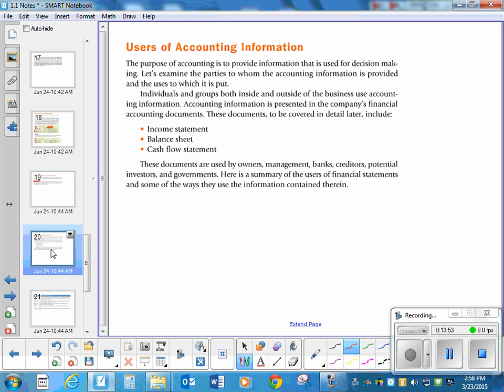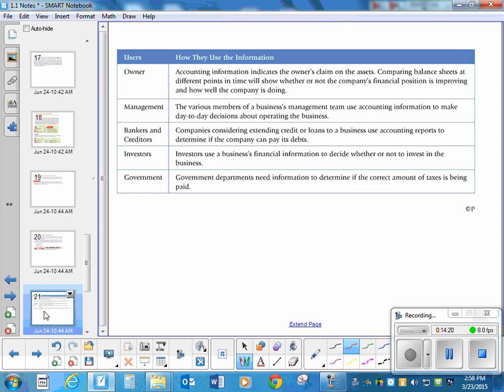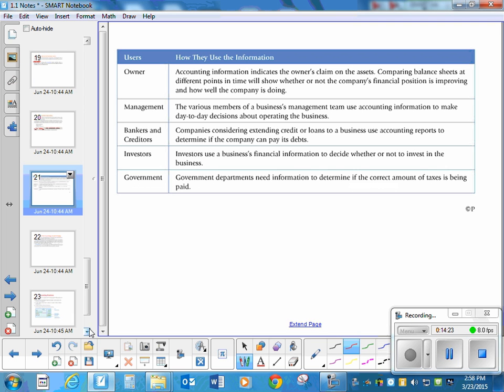Okay, there are two main groups of people that use accounting information. The two main groups are yourself as the owner, so we can have owners and management. They would want to know how your business is doing. We also have banks, creditors, potential investors, and government. This is a list of the reasons why they would want to have information about your books and your company. You can have a second to look over that.